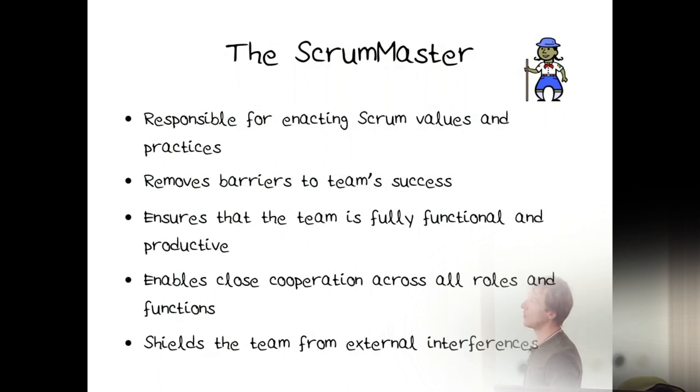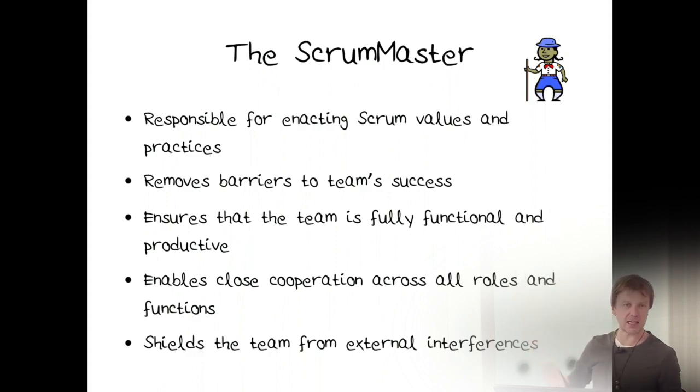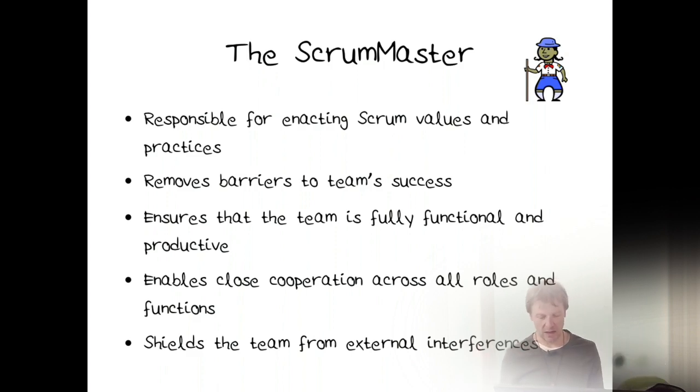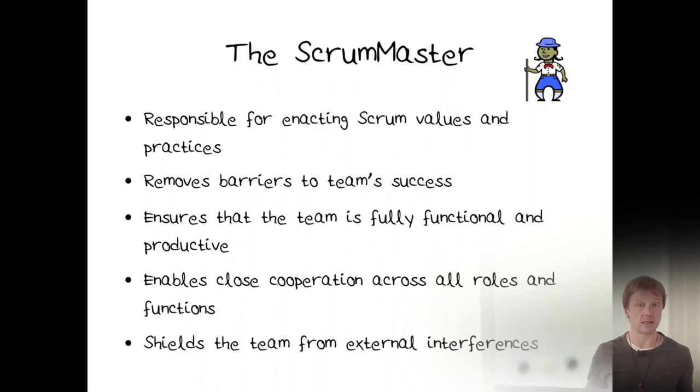The Scrum Master is responsible for enacting the Scrum values and practices. So the Scrum Master is kind of a project manager, responsible for removing barriers to the team's success. For example, say that the team needs help with another database or whatever it is, and they don't have that expertise on the team. They don't know how to do it. Then it's the Scrum Master's responsibility to eliminate that barrier for the team, to find somebody who can do what the team needs in order to move forward.